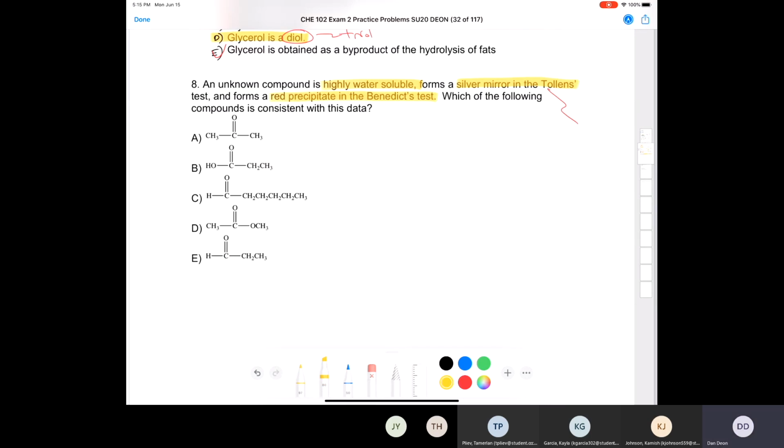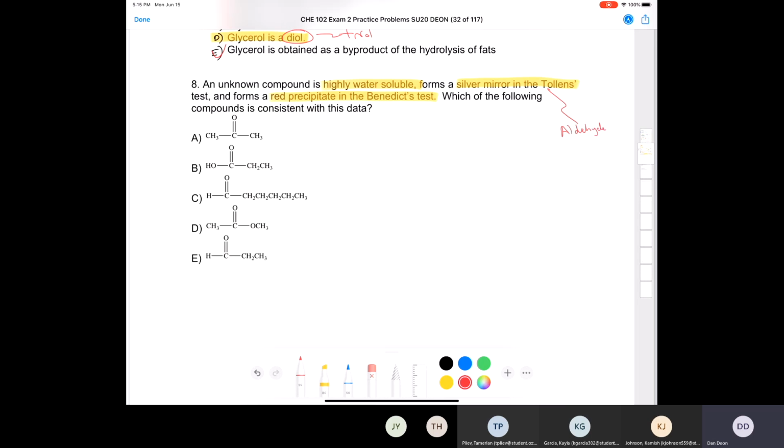Why would you, when you take a compound and you react it with the Tollens reagent and you get that beautiful silver mirror, why is it? Is it because it's a hydrocarbon? No. Is it because an aldehyde is present? That is correct. It's because it is an aldehyde. So we know our mystery compound is an aldehyde.